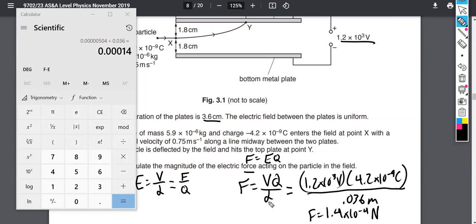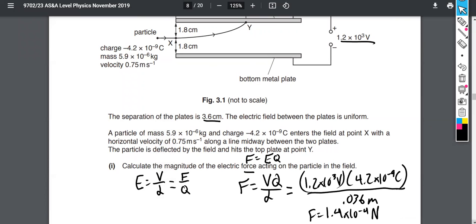If you wanted to calculate the electric field first, you divide these two, you get a number for E, and then multiply it by the charge. You'll get the same answer, but you'll also know sort of what the field strength was. If they asked, what is the strength of the field, then you would have to calculate it that way, separate out your answers. So that's the force that's pushing it upward.